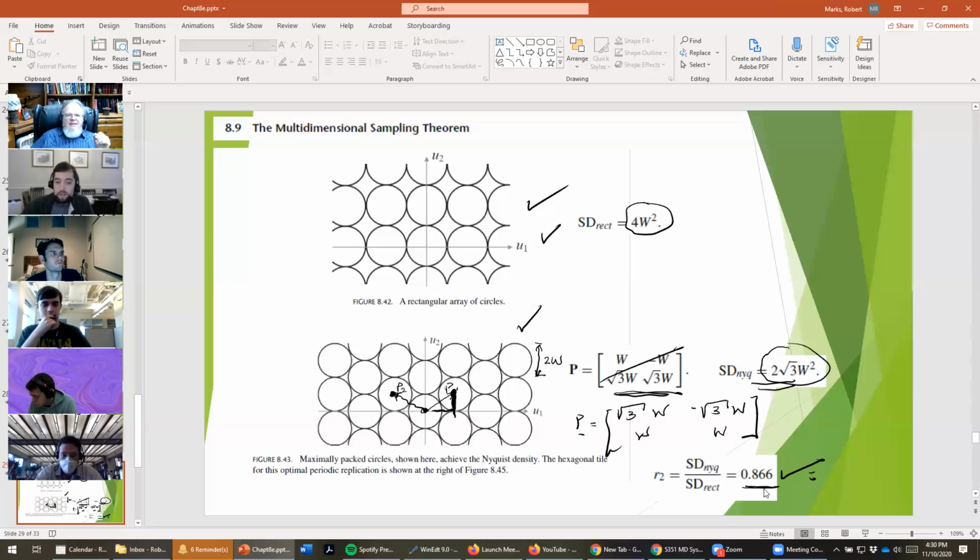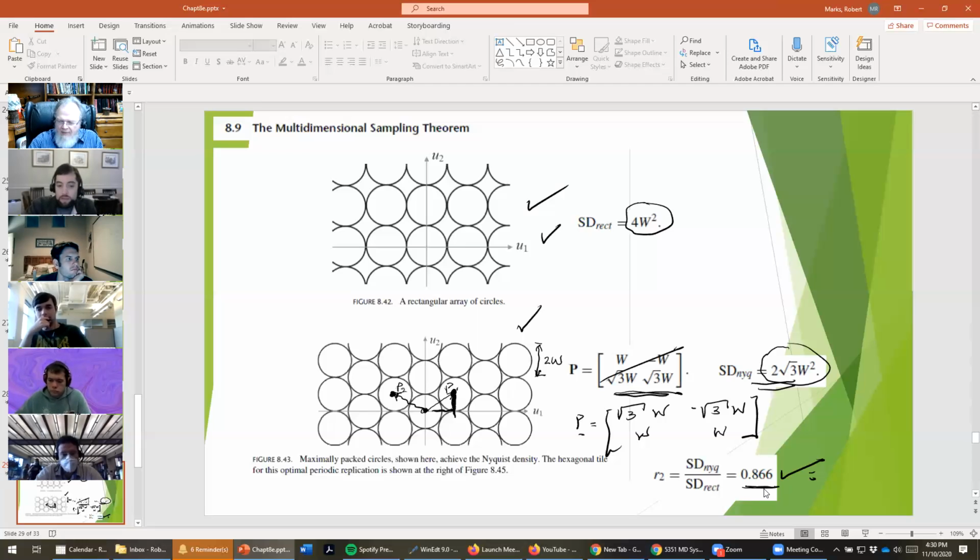So isn't that interesting? Now, what do you think happens if we go to 3 dimensions? Do you think we're going to get a greater reduction than 86% if we go to 3 dimensions, as opposed to if we take the bowling balls and we stack them up so that they're maximally packed, as opposed to arrange them in a 3-dimensional rectangular grid? What do you think happens?